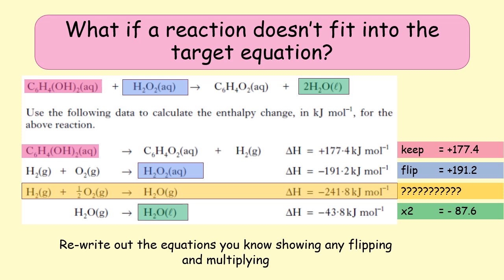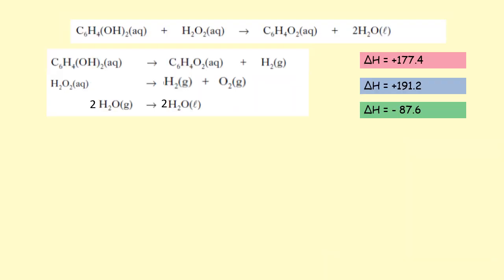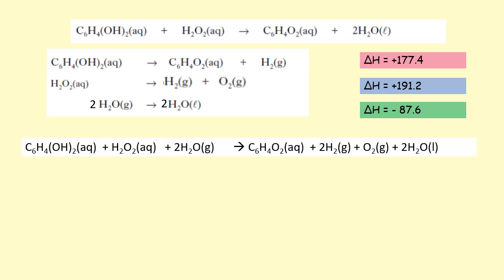So where we've got a situation like this, where we've got one equation that doesn't match, we're going to have to use the long method, and all the equations where we've said keep, flip, multiply, etc., we're going to need to rewrite those equations out. So we have rewritten out our 3 equations that we know what to do with, and we flipped them and multiplied them accordingly. And I've included all the enthalpy changes, multiplied out and flipped, etc.